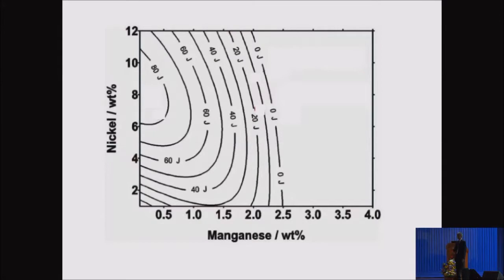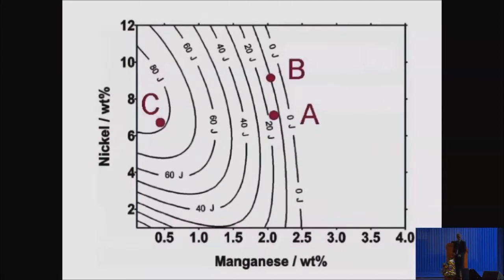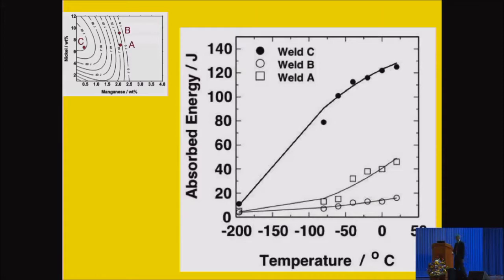Now, given that this is an unusual result, we need to test it. So we made 3 welding alloys like this, and alloy C should have really good toughness, whereas A and B should not. And indeed, when we make the materials, you can see that the models have predicted correctly that to get better toughness by adding nickel, you have to have a low manganese concentration. And there is a physical reason for this, which came out from this investigation, which I don't have time to go into right now.